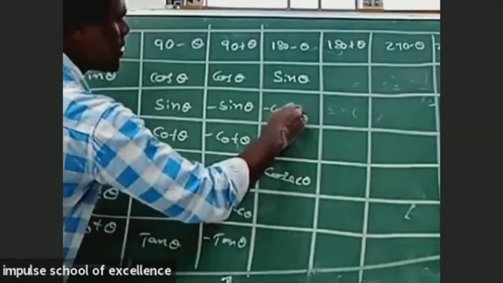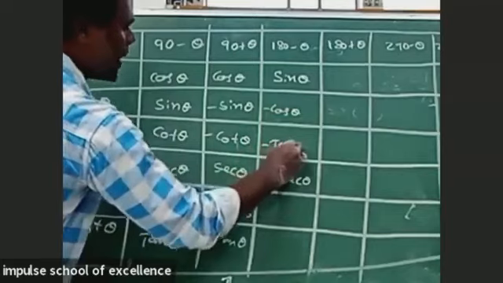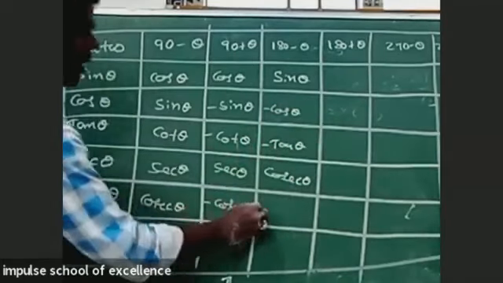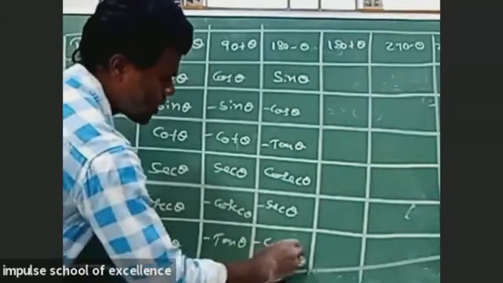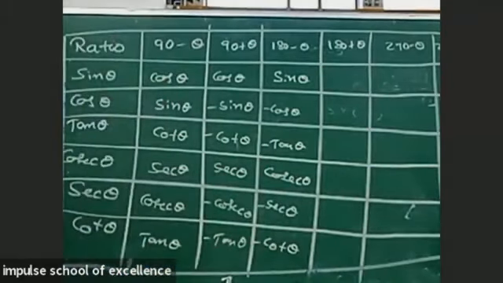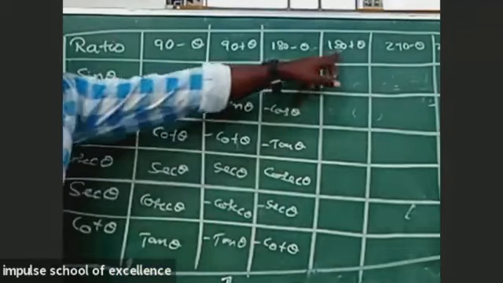It is minus cos theta and it is minus tan theta and it is minus secant theta and it is minus cot theta. Next, here we have the next column, 180 plus theta.